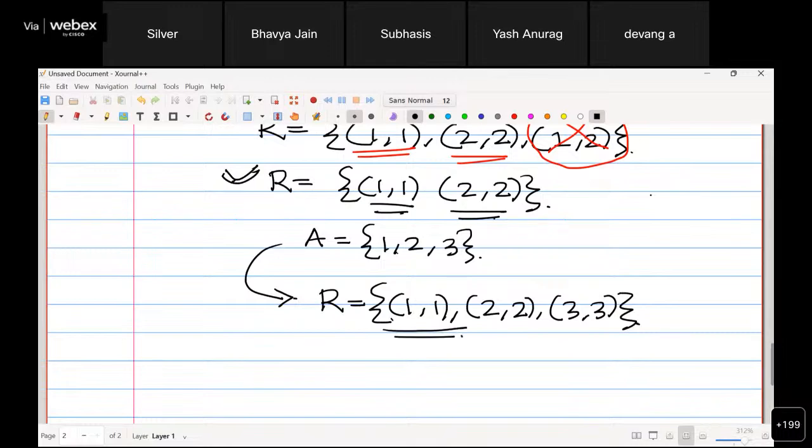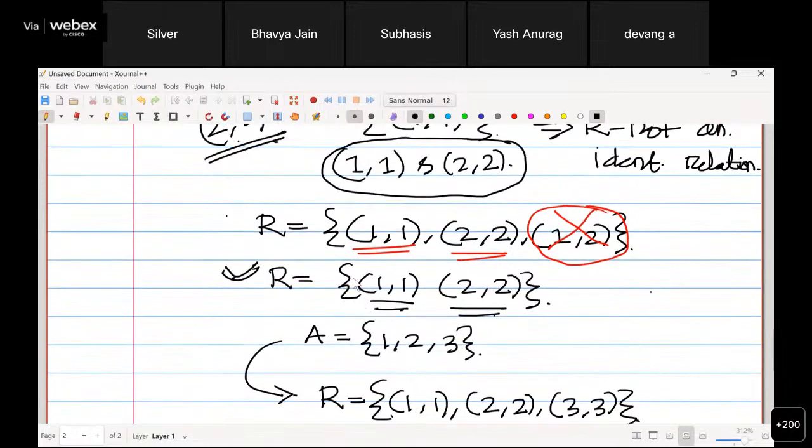Sir, at this point I have a doubt. If 1 comma 1, 2 comma 2, 3 comma 3 are there, and in extra there are 1 comma 2 and 1 comma 3. That is what I have explained here, right? This is not an identity relation, because you have an extra element, right?